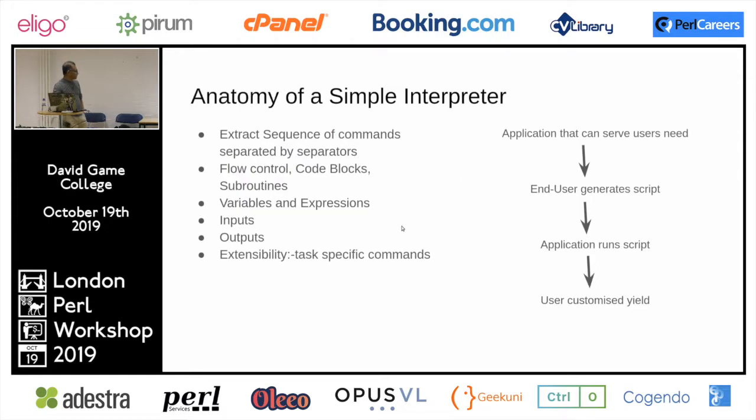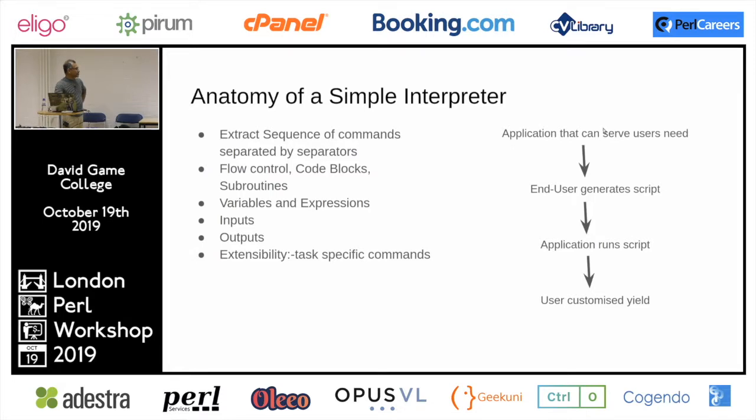But the objective is this: what our interpreter would have to do is to extract a sequence of commands that you might give it in a script, extract from it the flow control, extract it from the code blocks and subroutines. It has to be able to handle variables and expressions. It has to handle inputs and outputs. And of course, it has to be extendable, as we said.